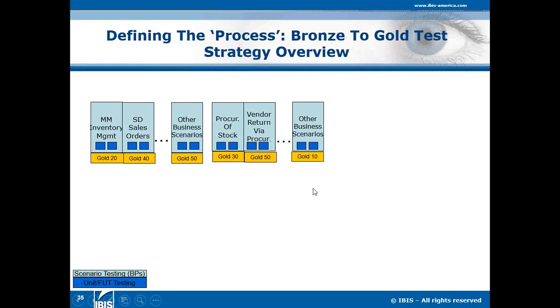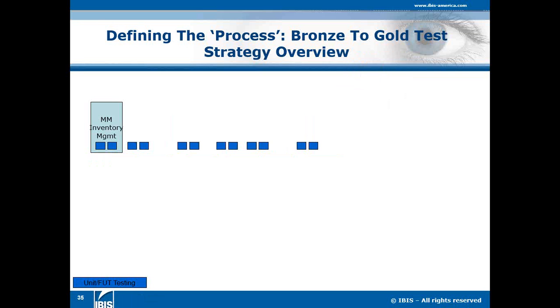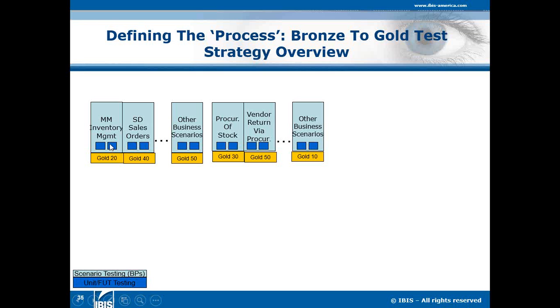The next piece that I wanted to go to was defining the process of moving my testing from bronze to gold test cases. What's the strategy? Again, using the building blocks from the previous slide, we see that we have unit or functional unit testing. So I may have a process such as inventory management that has many unit test cases. Out of those different test cases for the different business processes, we want to define, as an example for sales orders, we may have 100 different test cases in sales orders, but for this particular team, out of those 100, 40 of those would be defined as gold.